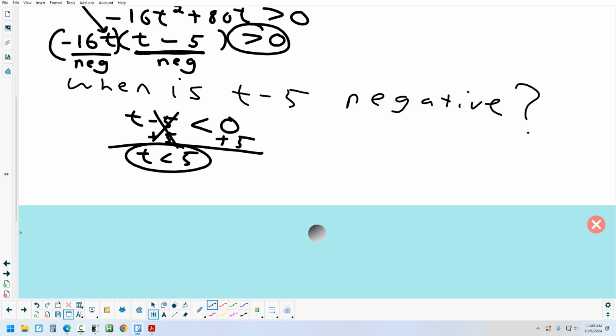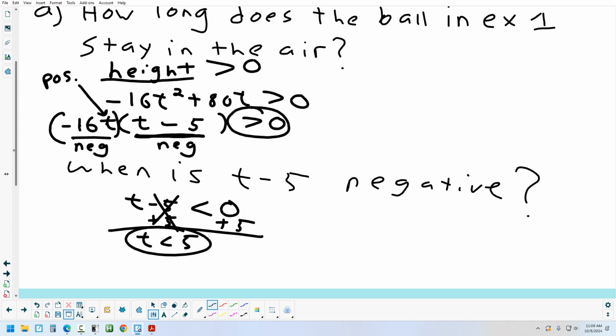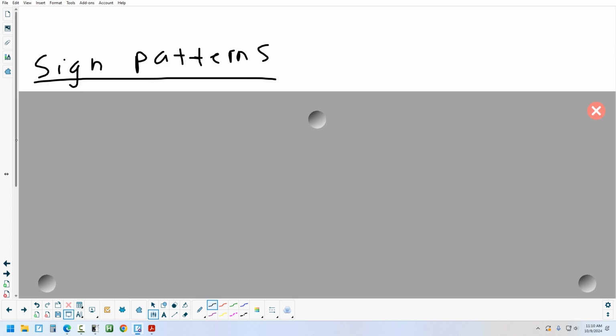Okay, so thinking about the idea of when a factor comes out negative or when a factor comes out positive is the idea of what's called a sign pattern. You're figuring out where something is positive or negative. Could you also find what time it hits the ground by just finding the 0? Yeah, you're basically finding the roots there. Yep, exactly.